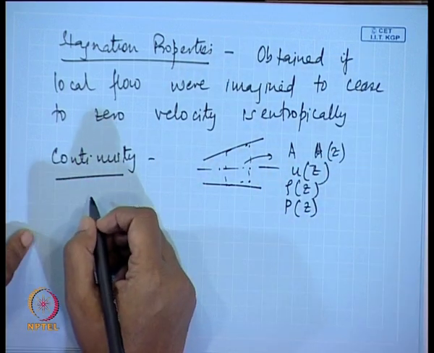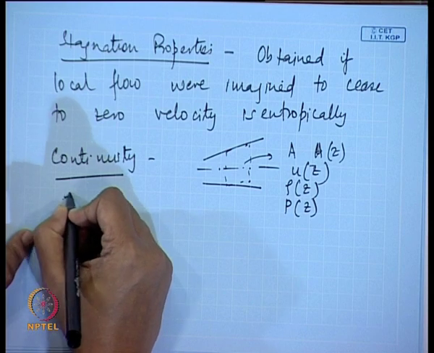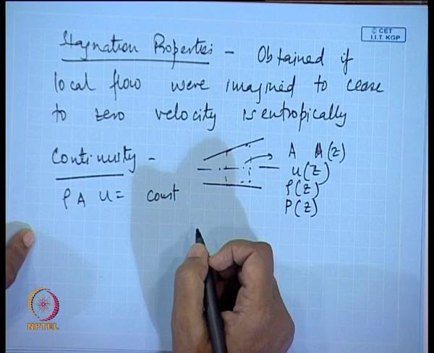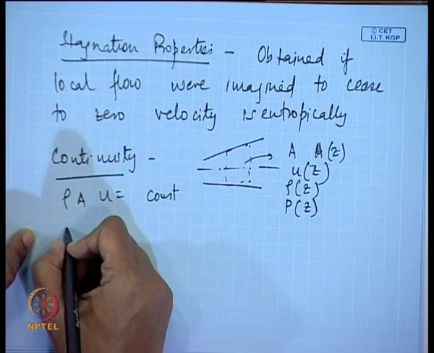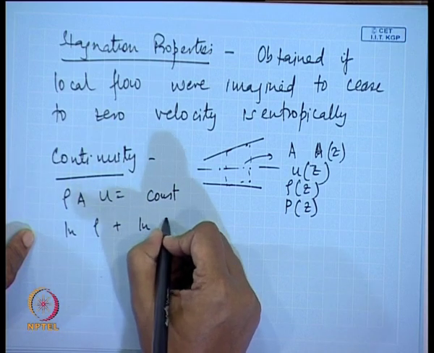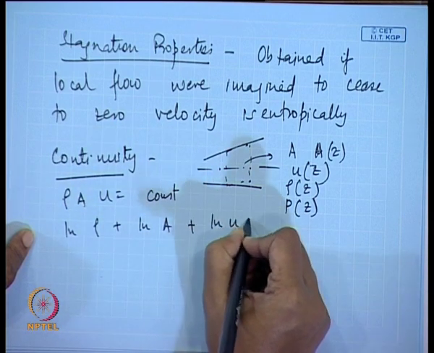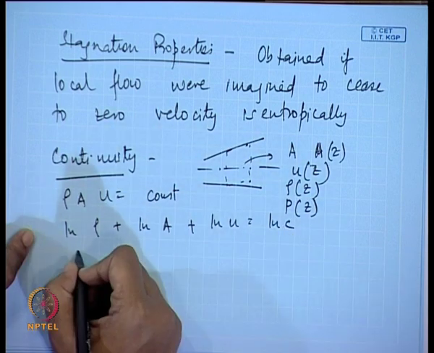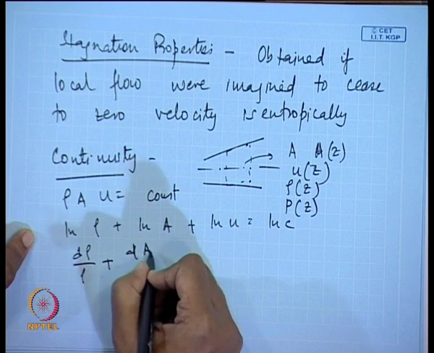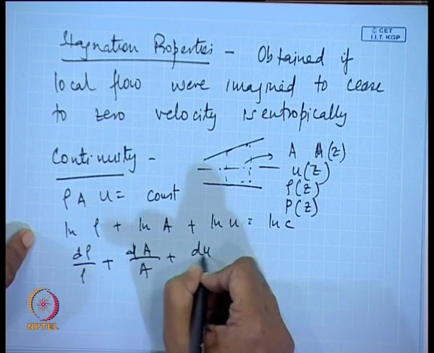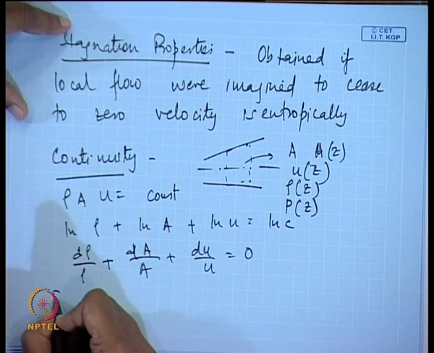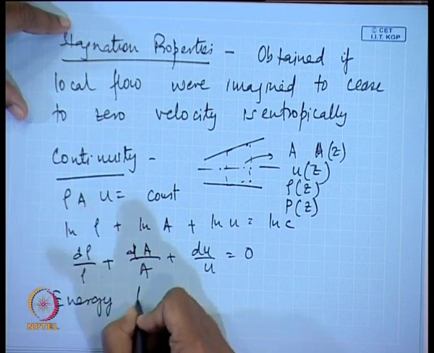Okay. So, from continuity what do we know? We know rho A u equals constant, W equals mass flow rate is constant, that we already know. A useful form of this equation is to take the log and to perform the logarithmic differentiation. From here we get d rho by rho plus dA by A plus du by u equals 0. Okay. And from energy balance what do we get?